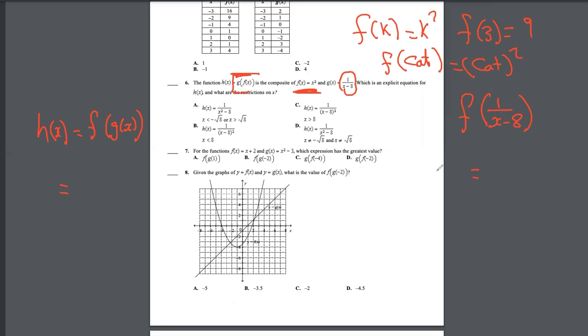So f of 1 over x minus 8, you change this x to 1 over x minus 8. And of course, after you change it, it's squared, so you put a square on top of everything here. And the restriction on x here: x cannot equal 8, because that will give me 0 on the bottom. All right, now it's your turn to do this, g of f of x, and tell me the restrictions.